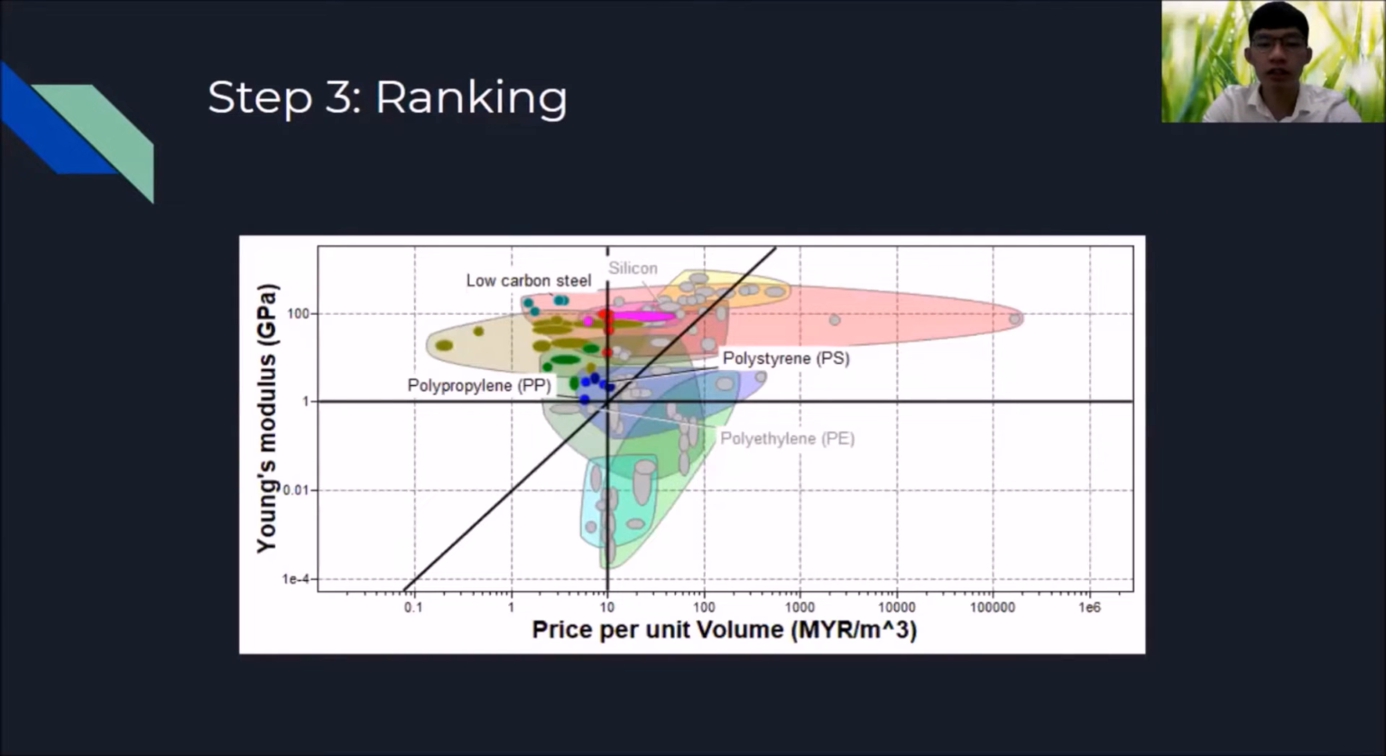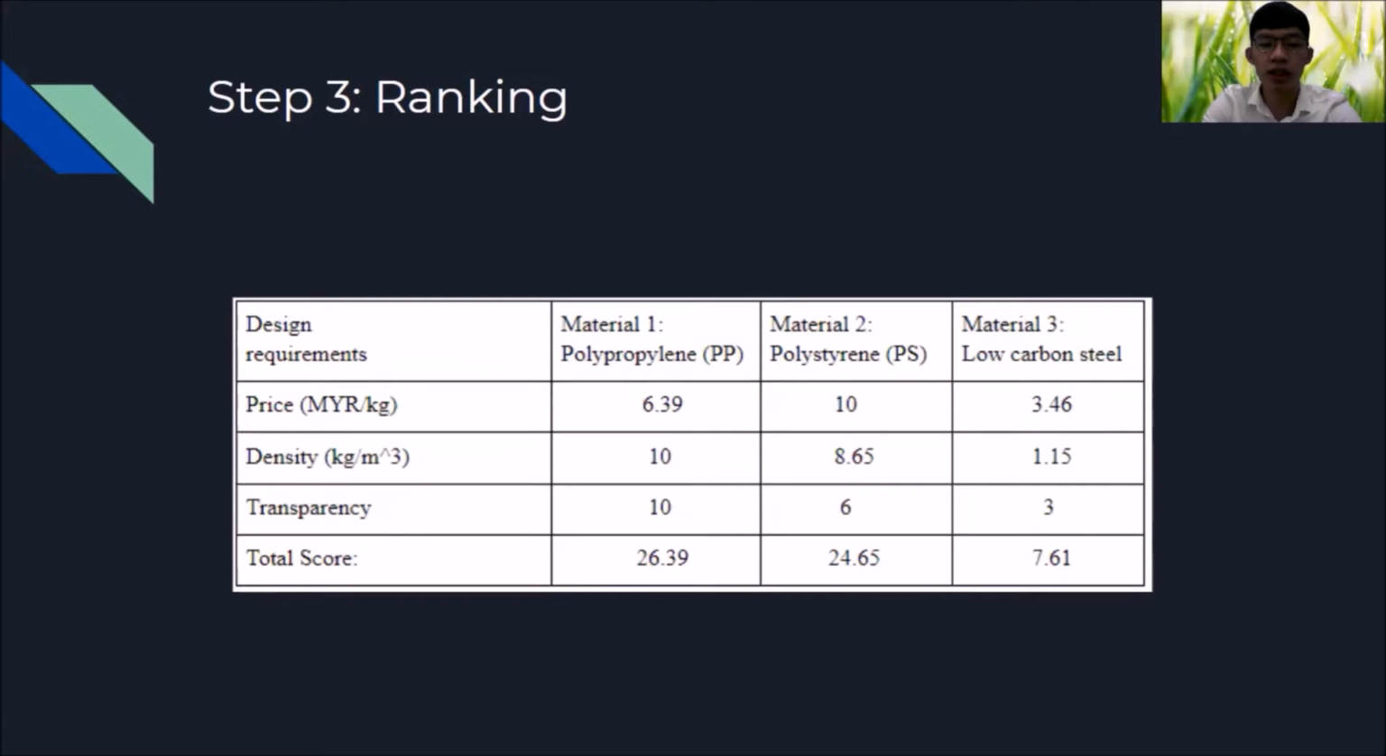After that, we did the ranking step. Now, we set 2 more limits to the material chart, which were attribute limits. There were only 3 suitable materials in the chart, and we selected the 3 materials to do ranking. PP got the highest score, followed by PS, and the last one is low carbon steel.